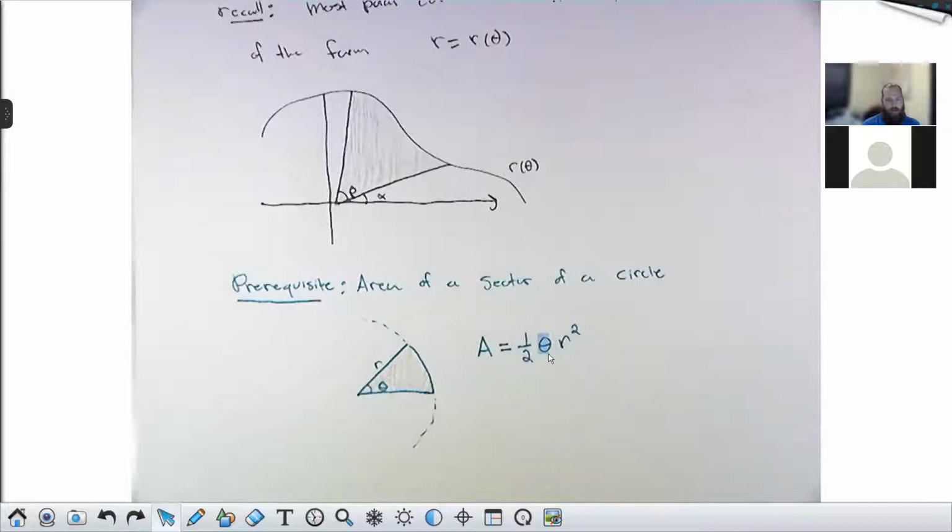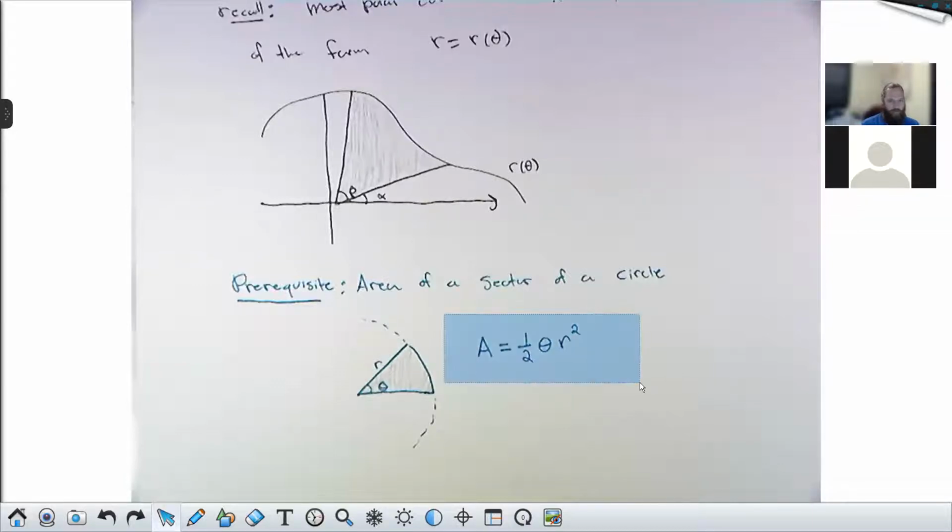If you plug in 2 pi for theta, then the 2 and the 1/2 cancel and you get pi r squared. If you plug in 0 for theta, of course you get 0. If you plug in pi over 4 for theta, then you'll get 1/8 of pi r squared, or 1/8 of the area of the circle.